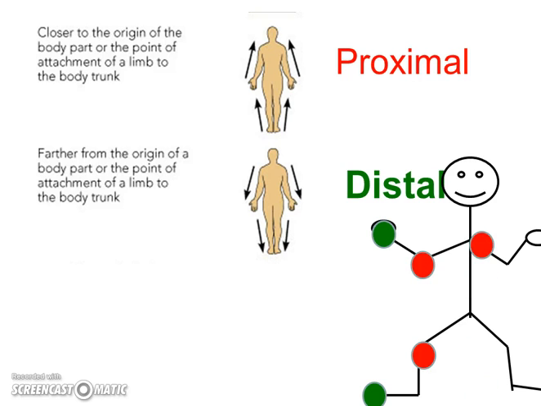But what if we wanted to compare our shoulder and our elbow? Now our shoulder is closer to the origin, proximal, and our elbow is a further distance away, distal. How about our hip and our knee? Our hip would be proximal, our knee would be distal.